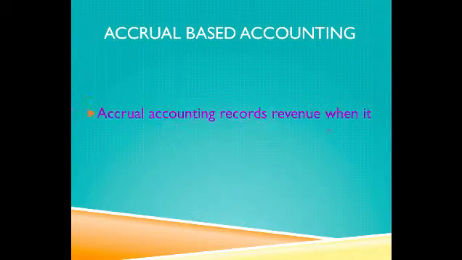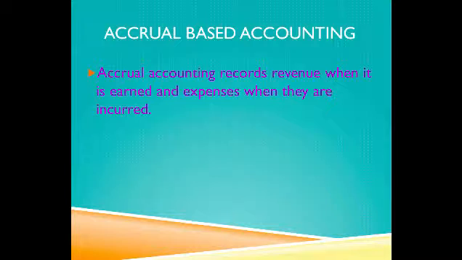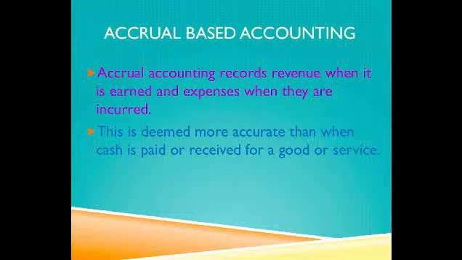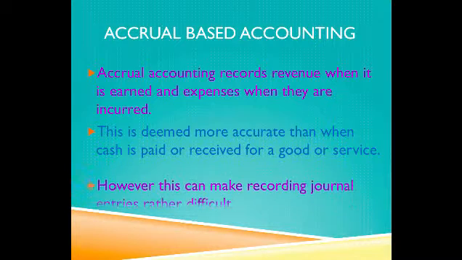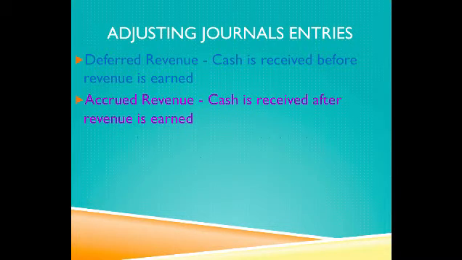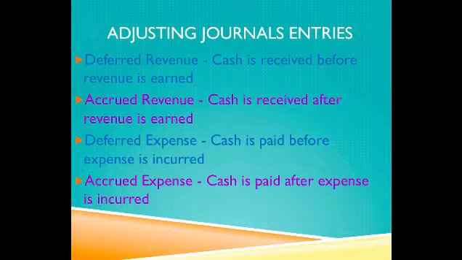Adjusting journals. Accrual-based accounting records revenue when it is earned and expenses when they are incurred. This is deemed more accurate than recording when cash is paid or received for a good or service. However, it can make recording journal entries rather difficult. There are 4 types of adjusting journal entries. We have deferred revenue, accrued revenue, deferred expense, and accrued expense.